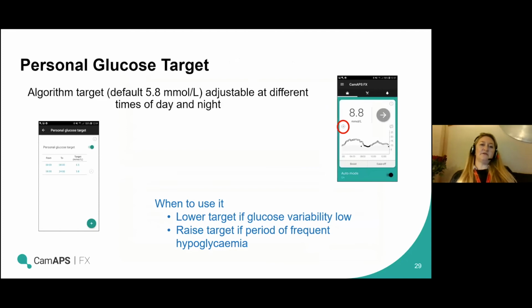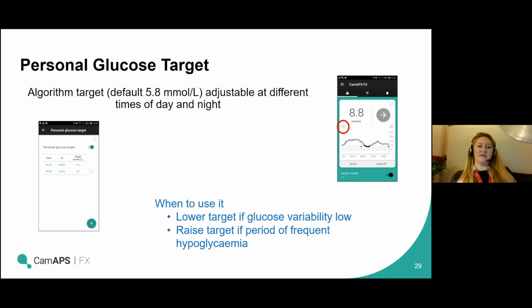And so just a reminder of the personal glucose target. You find the personal glucose target in the drop-down menu in the settings part of the menu, and you can have different targets for different times of day. If you don't set a personal glucose target, the system defaults to 5.8, but by going into the personal glucose target in the menu and switching the toggle to the right so it's on, you can then set them to whatever you want.